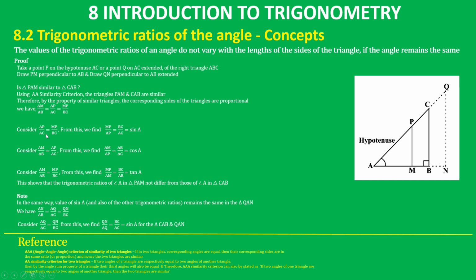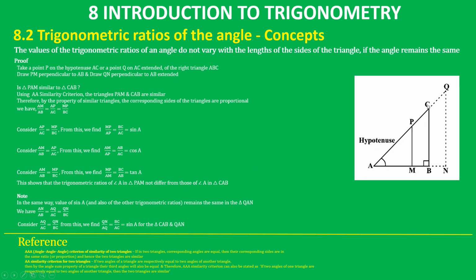Now consider these two. AM by AB is equal to AP by AC. Now move this AP to here, AB to here. Then we find AM by AP is equal to AB by AC. AM by AP is what? Adjacent side, right? Consider this triangle PAM. Adjacent side is AM divided by AP. AP is the hypotenuse for this triangle PAM. This is nothing but cos A.